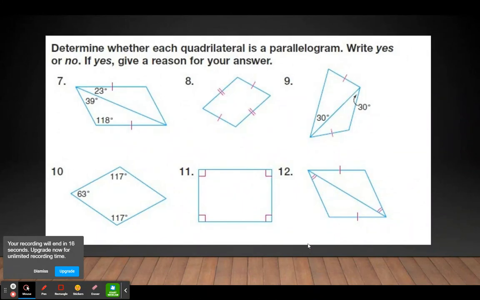You can pause the video now before you get the answers, and I'll just release them one by one.